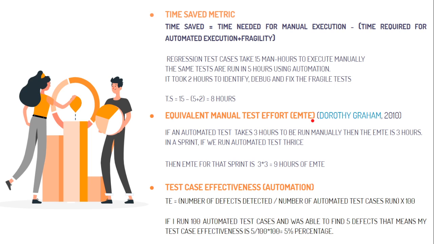Equivalent manual test effort, devised by Dorothy Graham in 2000. So this basically tells you how much effort you are saving. Let's say an automated test takes 3 hours to run manually. It means that you are saving 3 hours of equivalent manual testing effort. Let's say in a sprint, I have to run this automated test, which takes 3 hours, thrice. I have to run a test which takes 3 hours to run manually 3 times in a sprint. It means that I'm saving 9 hours of equivalent manual testing effort.